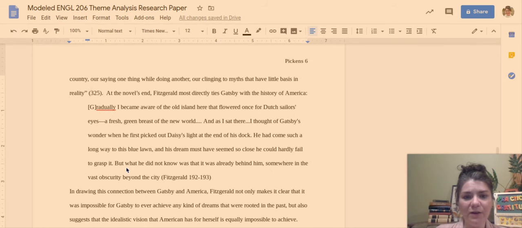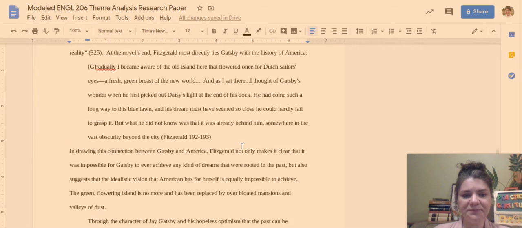Gradually, I became aware of the old island here that flowered once for Dutch sailors' eyes, a fresh green breast of the New World. And as I sat there, I thought of Gatsby's wonder when he first picked out Daisy's light at the end of his dock. He had such a long way to this blue lawn, and his dream must have seemed so close he could hardly fail to grasp it. But what he did not know was that it was already behind him, somewhere in the vast obscurity beyond the city. Okay, notice I also used some ellipses here to show that I was taking out words.